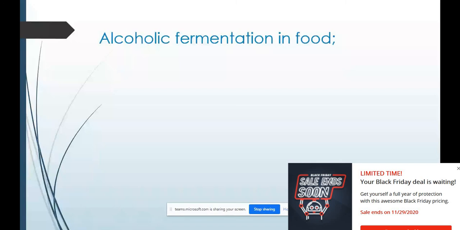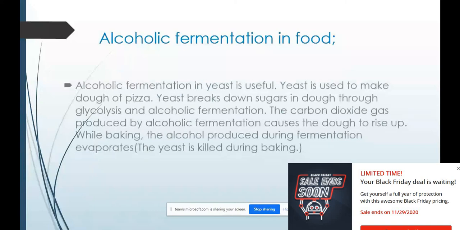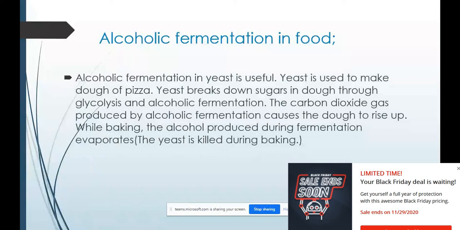Okay. Alcoholic fermentation in food. Alcoholic fermentation occurs in food too. For example, yeast is used to make the dough of pizza. Yeast breaks down the sugar in the dough through glycolysis and alcoholic fermentation. The carbon dioxide gas produced by alcoholic fermentation causes the dough to rise up. While baking, the alcohol produced during fermentation evaporates, and the yeast is killed during baking.